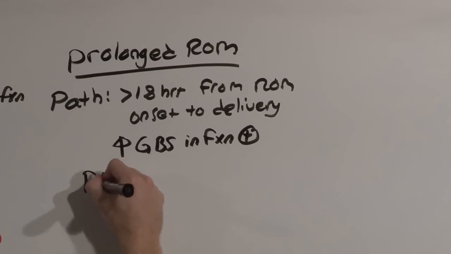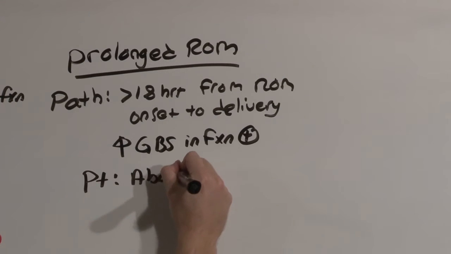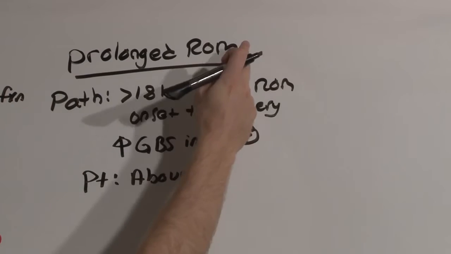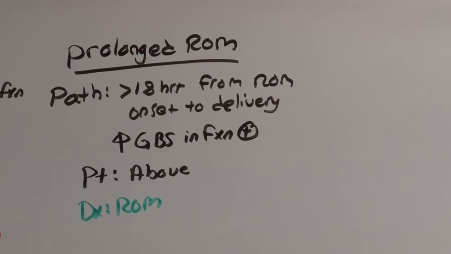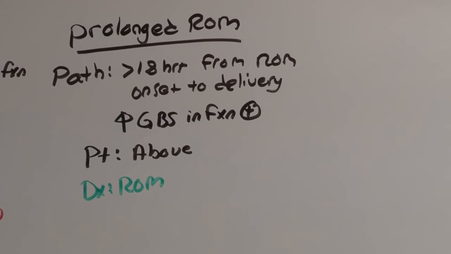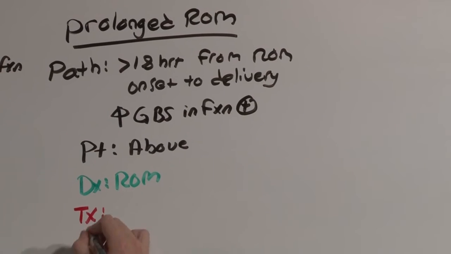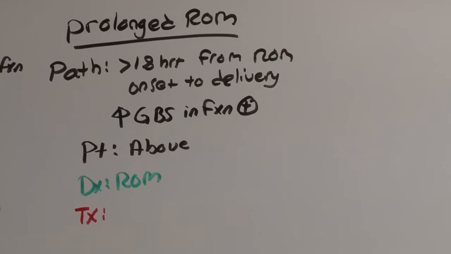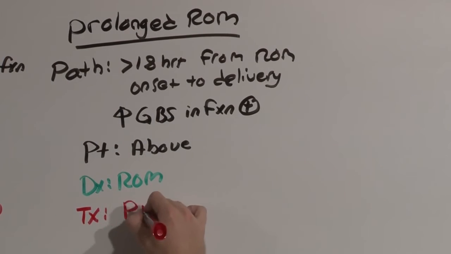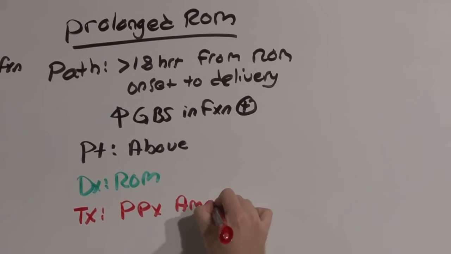So the patient is going to be just that. It's going to be someone who has had ROM, regardless of whether it's preterm, premature, or normal, but it takes longer from that ROM to delivery than 18 hours. The diagnosis, all you need to do is confirm that ROM had happened, and so you're going to do the same thing that you did before, nitrazine, fern test, and oligohydramnios. But now you need to treat as if baby's been infected with group B strep. You're going to prophylax with amoxicillin.